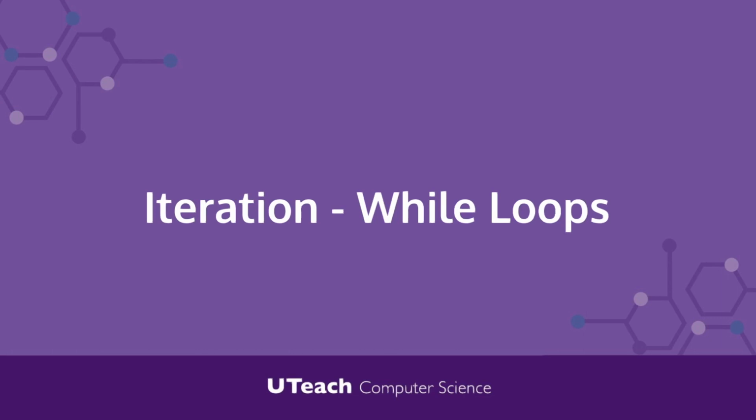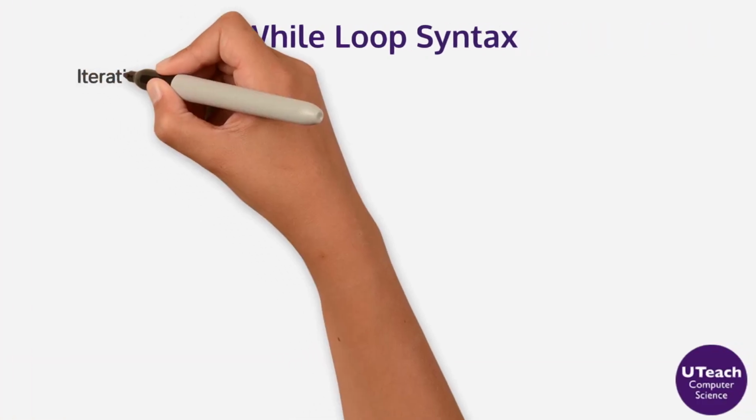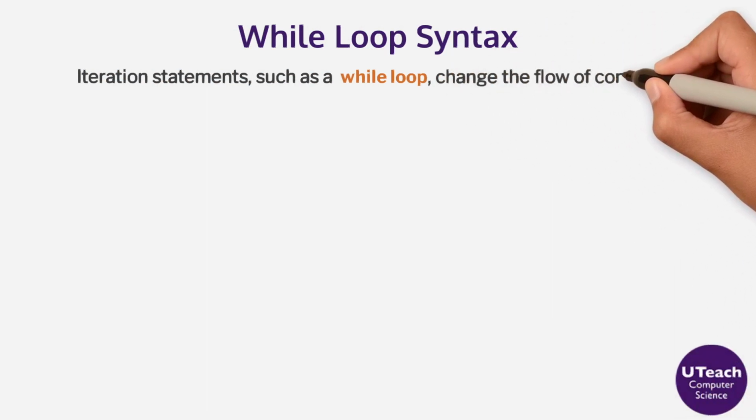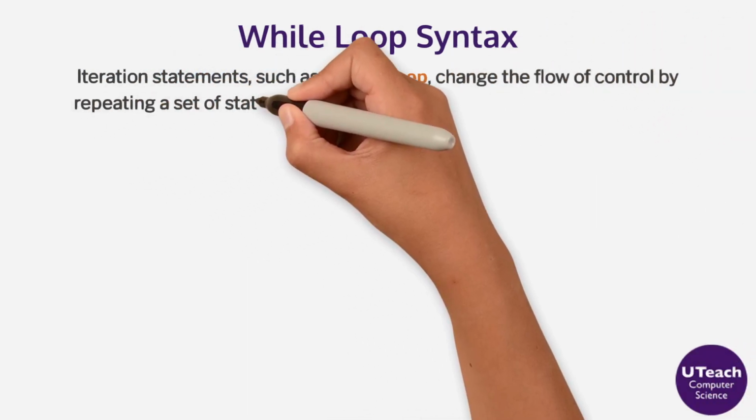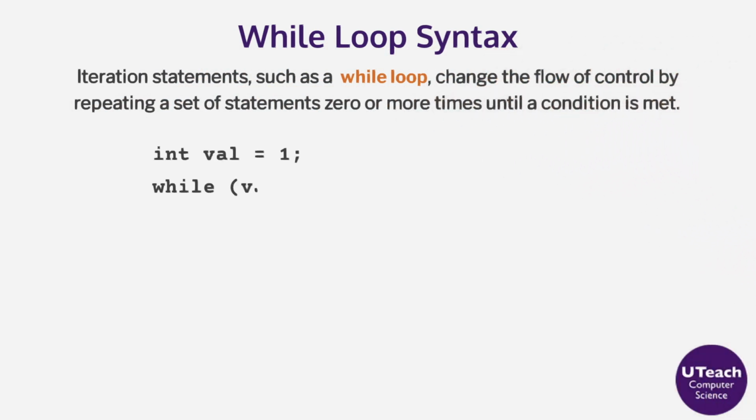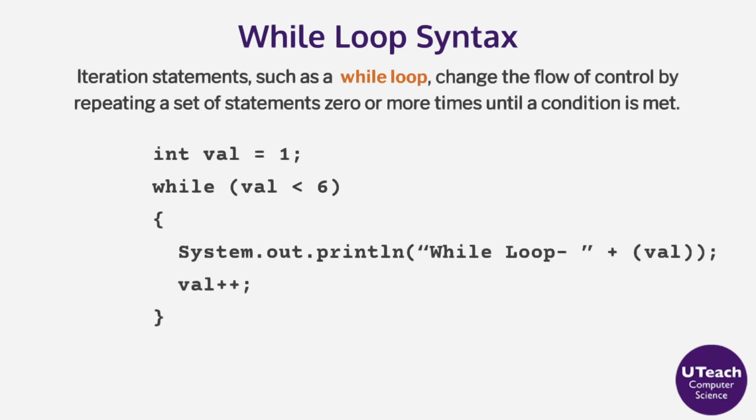Iteration: while loops. Iteration statements, such as a while loop, change the flow of control by repeating a set of statements 0 or more times until a condition is met. This is an example of a while loop, showing the syntax.